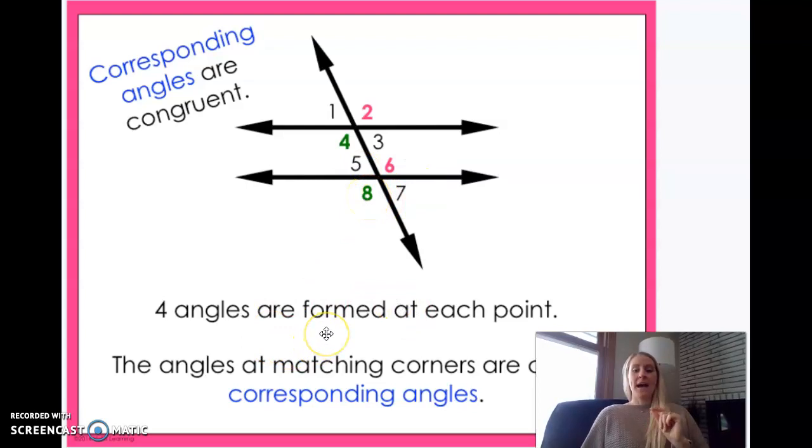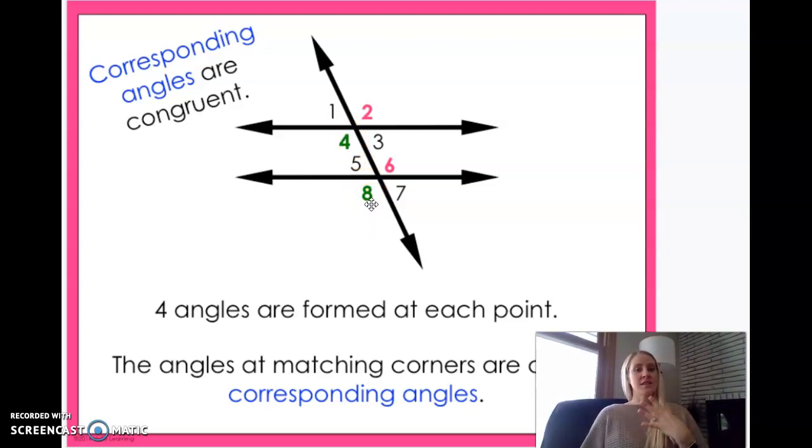The angles that are at matching corners are called corresponding angles. So in the top right corner of this point is angle 2, and at the top right corner of this point is angle 6. These are corresponding angles. These are congruent, meaning they have the same degree measure. Angle 4 is in the bottom left corner, and if you go to the bottom left corner down here is angle 8. These are also corresponding angles, so these are also congruent.